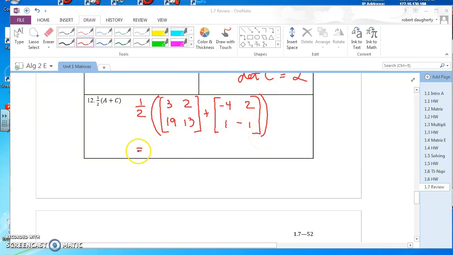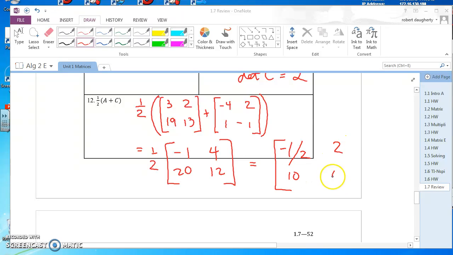So this all is going to be 1/2. 3 plus -4 is -1. 2 plus 2 is 4. 19 plus 1 is 20. 13 minus 1 is 12. So then I just take 1/2 of each of those numbers. I get -1/2, 2, 10, and 6. -1/2, 2, 10, 6. Problem 12.